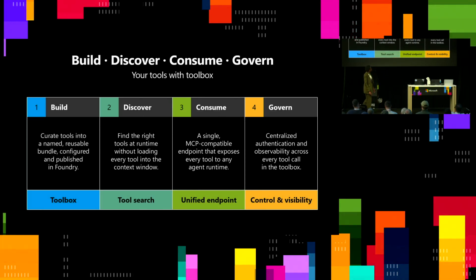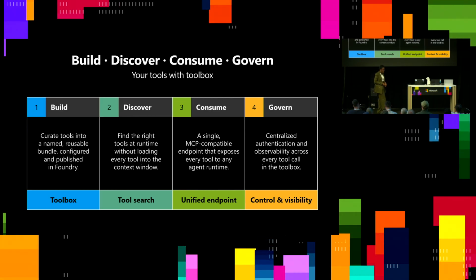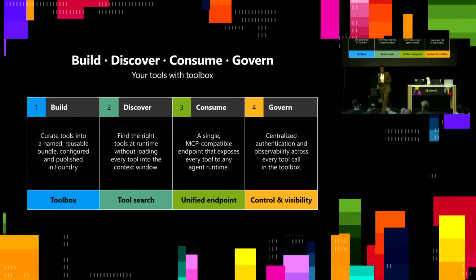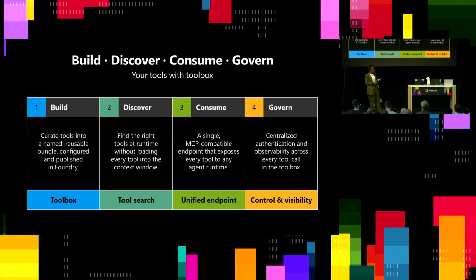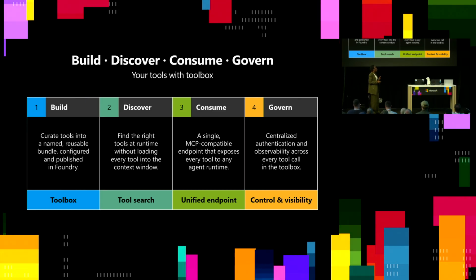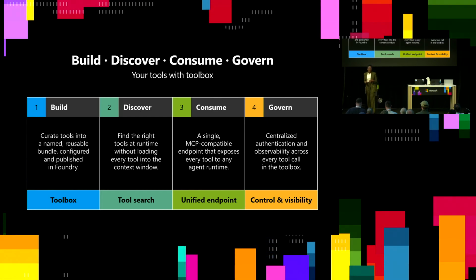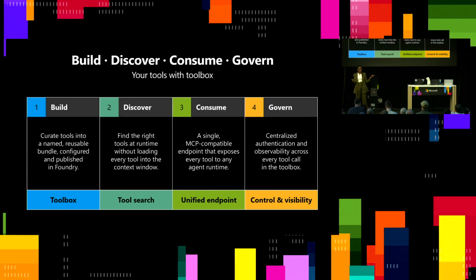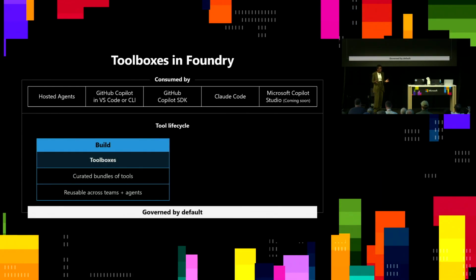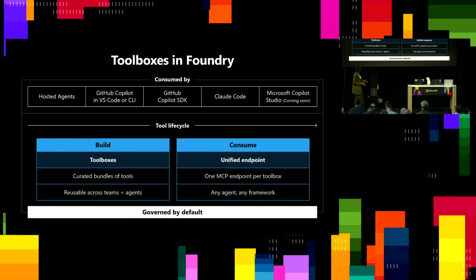And these are the features that we have built to do this. Toolbox is how you build them. Tool search is the tool we've built so you can actually search and discover your tools at runtime. The unified endpoint is an MCP compatible endpoint. And then control and visibility, where we enable you to add your own policies and guardrails. And in the future, we're also going to be giving you a governed dashboard where you can see it in more details.